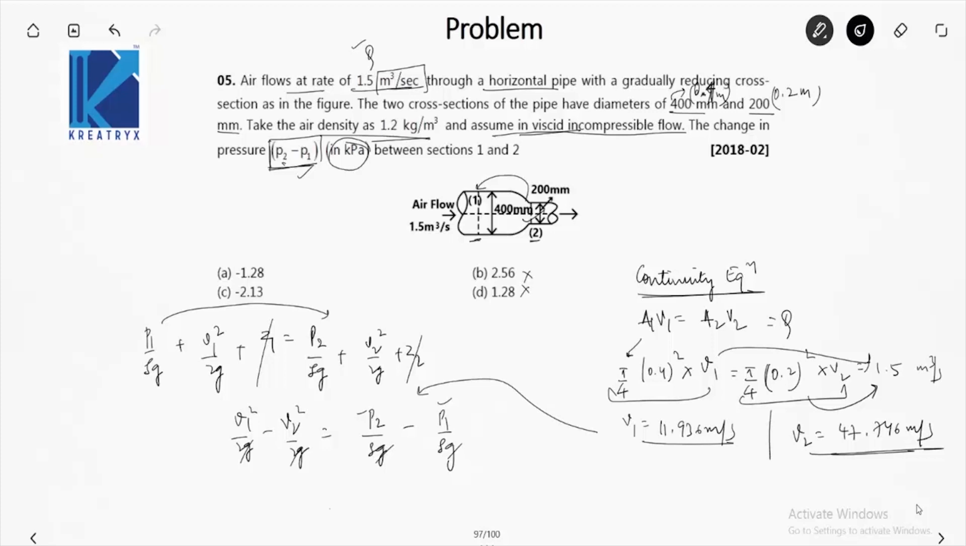After putting these values and rho equal to 1.2 kilogram per meter cube, and solving, you will get P2 minus P1 equal to minus 1282.355 Pascal. You have to tick the option in kilopascal, so that will be minus 1.282 kilopascal. See, we got the answer with a negative sign. I've already told you earlier that we'll get the answer with a negative sign if we have to find P2 minus P1. Okay, thank you.